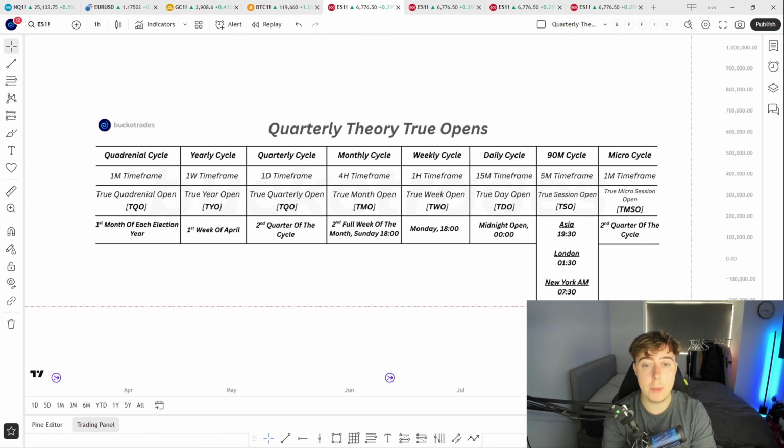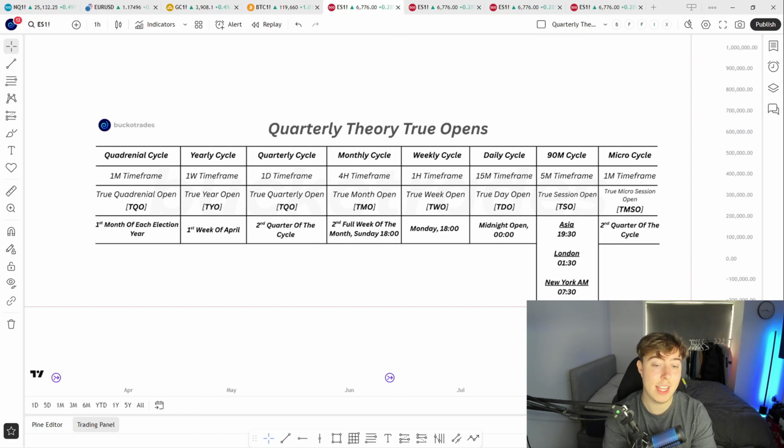And then we go a little bit deeper here on the lower time frames, so the 5-minute time frame for the 90-minute cycle. These are what's known as the true session opens. And as you guys know, we have 4 sessions within a day: Asia session, London, New York AM, New York PM. So we've got 4 different true session opens for the day. So Asia, this is for the 90-minute cycle. We know that Asia opens up at 6 p.m. So from 6 p.m. till 7:30 p.m. is Q1. And then 7:30 p.m. till 9 p.m. is Q2.